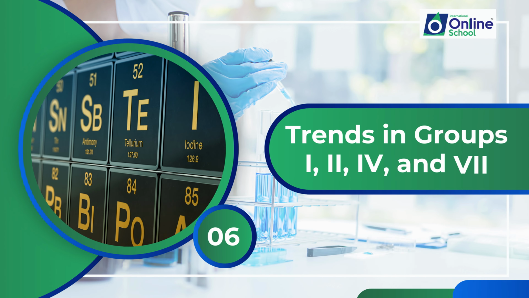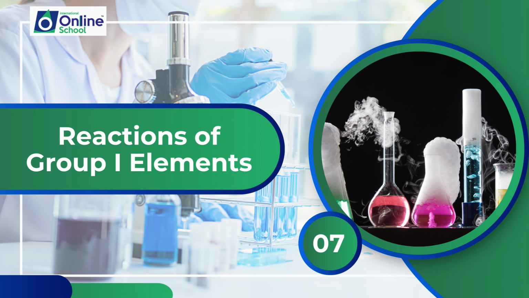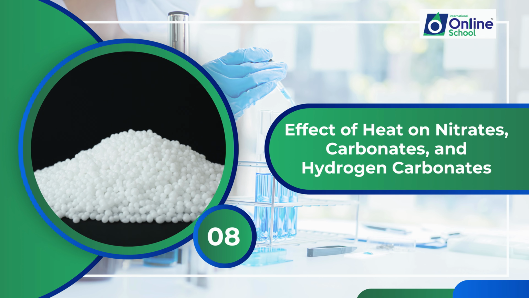We'll delve into the analysis of trends in physical properties and oxidation states within groups 1, 2, 4, and 7 of the periodic table. You'll explore the underlying patterns that govern these trends. Applying your analytical skills, you'll describe reactions of group 1 elements with water, oxygen, and chlorine. This lesson will deepen your understanding of the reactivity and behavior of alkali metals. You'll explain the effect of heat on nitrates, carbonates, and hydrogen carbonates of group 1 elements. This lesson emphasizes the practical aspects of thermal decomposition reactions.